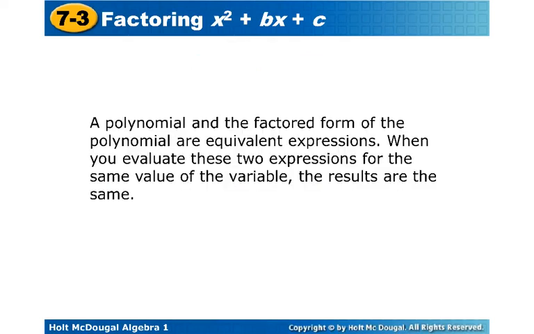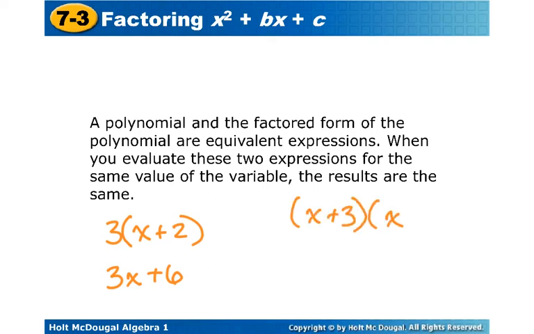So, getting into the last part now, a polynomial and the factored form of the polynomial are considered equivalent expressions. Just like if you were working with 3 times the quantity of x plus 2, you would say that's equivalent to 3x plus 6, okay? So if I have x plus 3 times the quantity of x plus 2, that's equivalent to x squared plus 5x plus 6. When you evaluate these two expressions for the same value of the variable, your results are the same. So we're going to be evaluating expressions now and simply plugging in values for our expressions and simplifying.